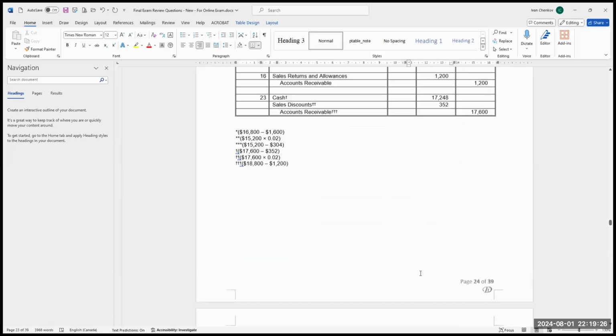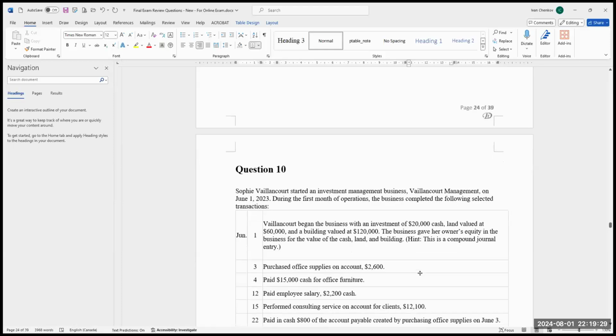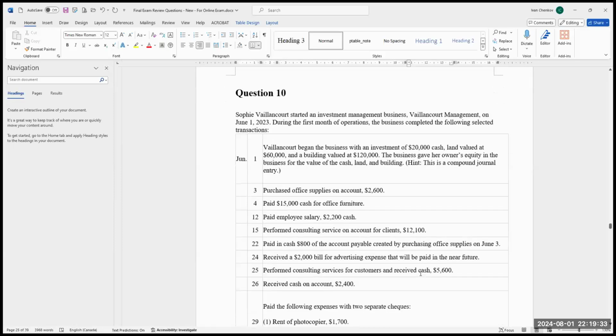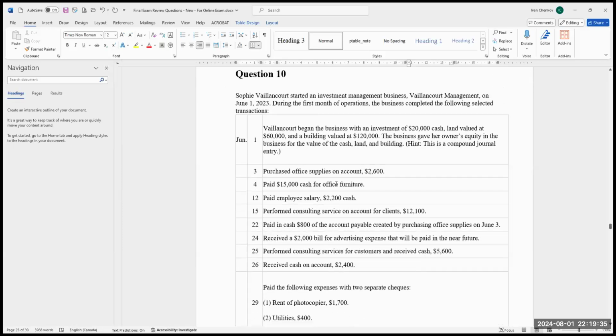Now from chapter 5, there will be another question coming. But before we go to that question, I want to show you question 10, which is from chapter 2, the simple journal entries.